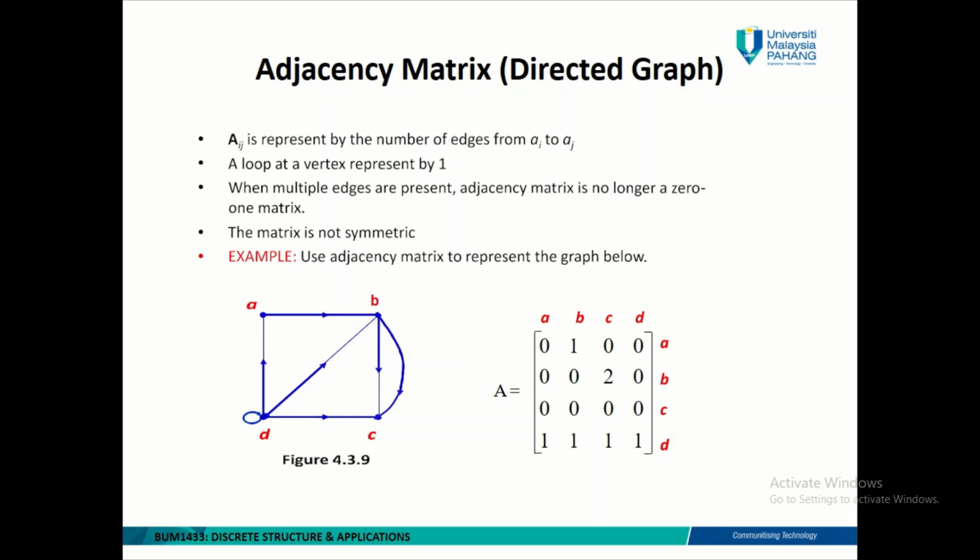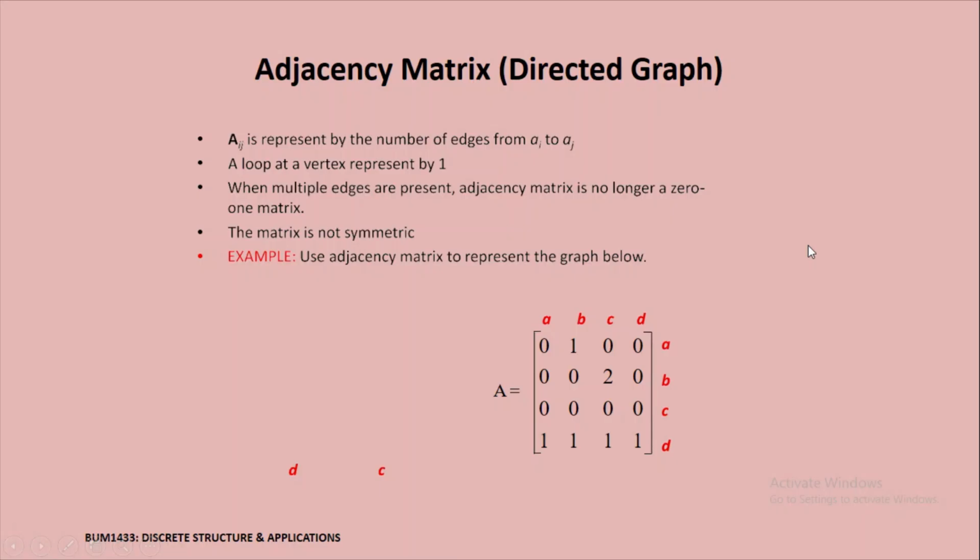So let's see the adjacency matrix for the directed graph. For the directed graph, Aij is represented by the number of edges from Ai to Aj. A loop is also represented by 1. When multiple edges are present, the adjacency matrix is no longer a 0-1 matrix. And in the directed graph, the adjacency matrix is not symmetric.